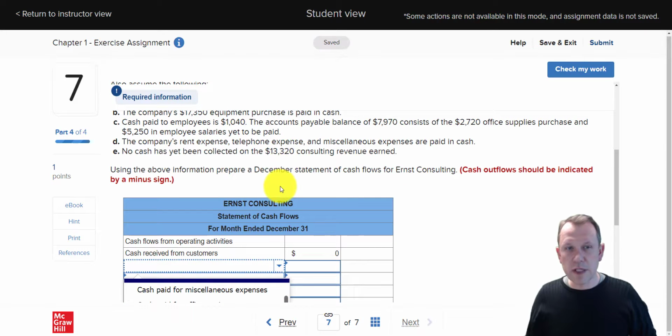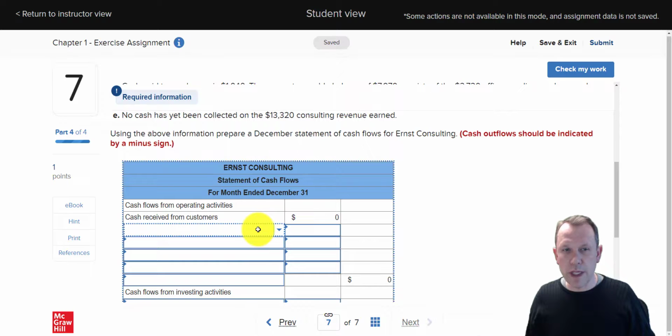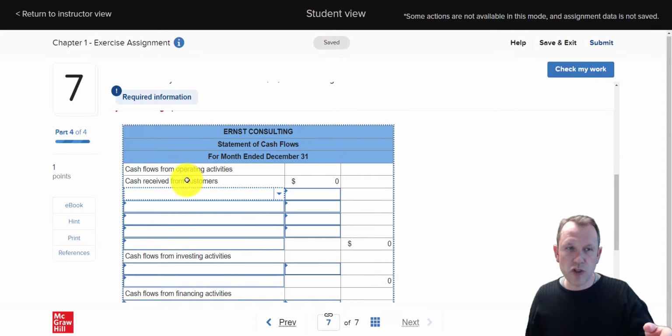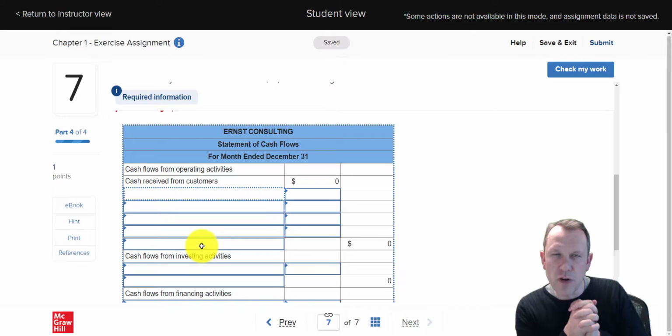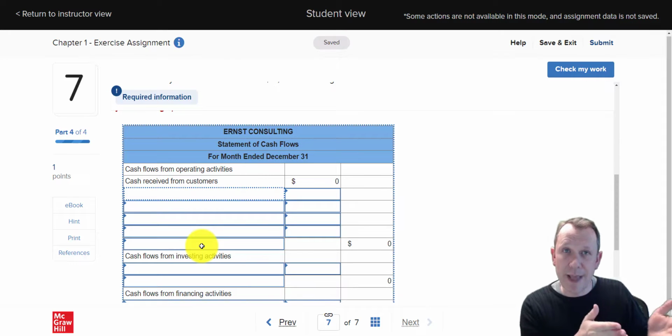So this one is going to show all of our inflows and outflows from first our operating activities, right? That's the very first one up here, operating activities. Operating activities for a cash flow statement basically just means all cash in and out for the actual thing that we do that makes us money, right?